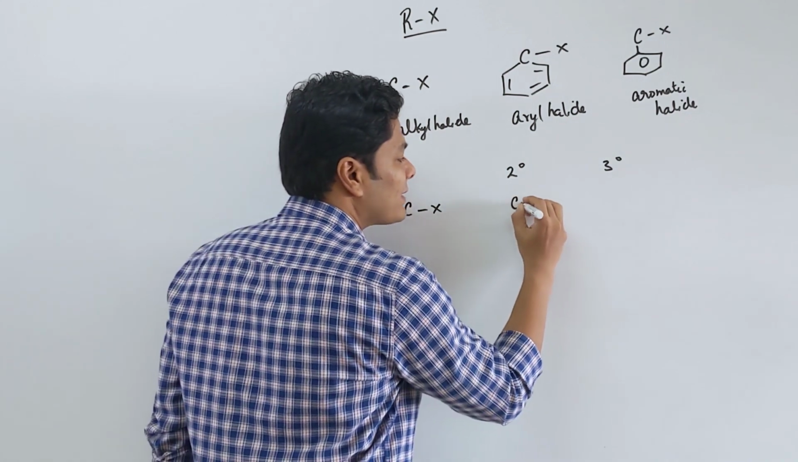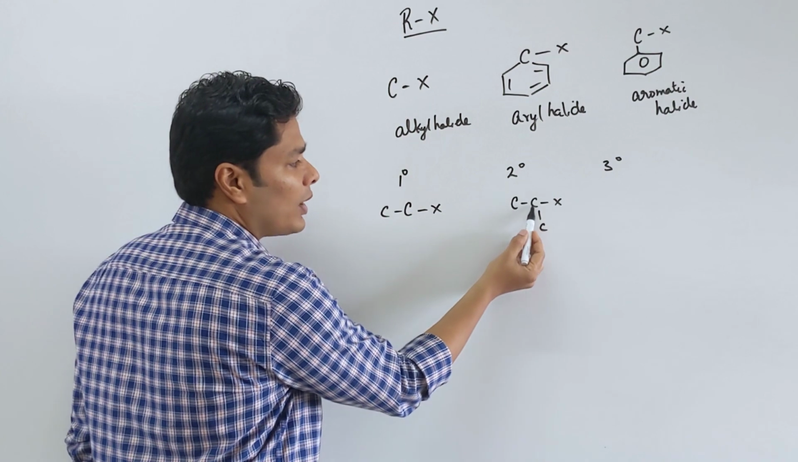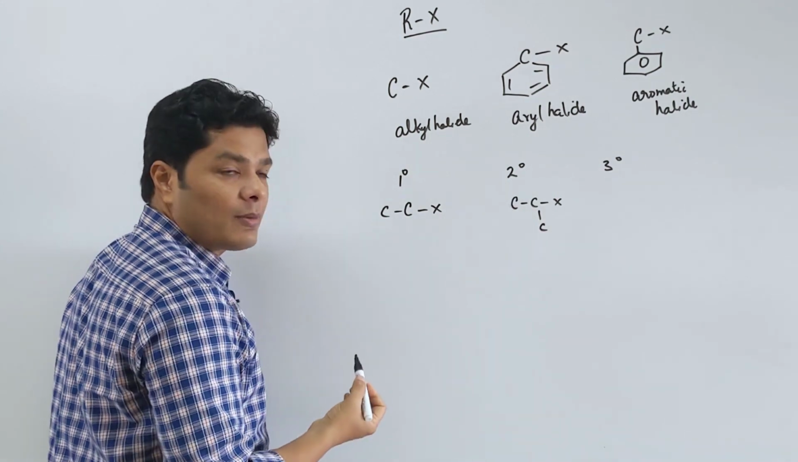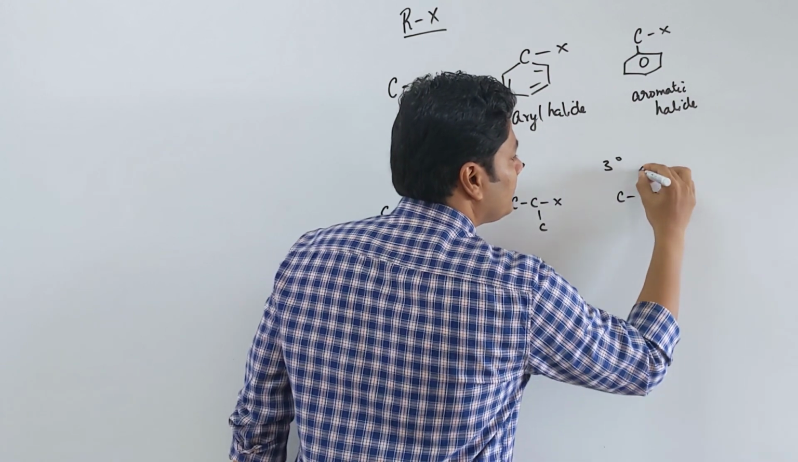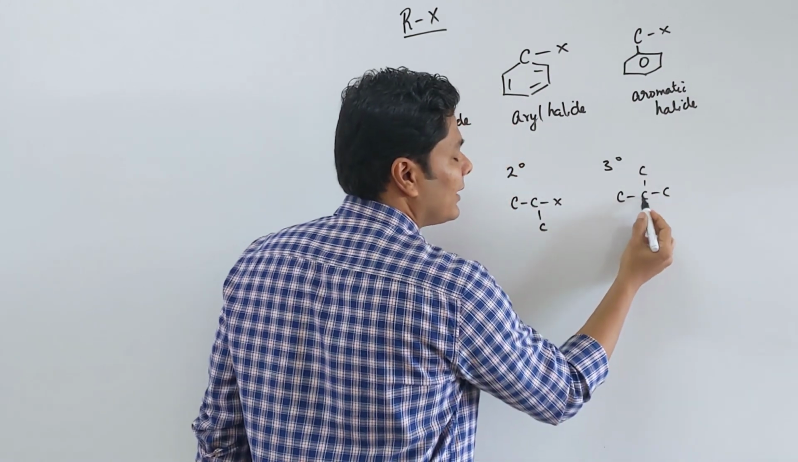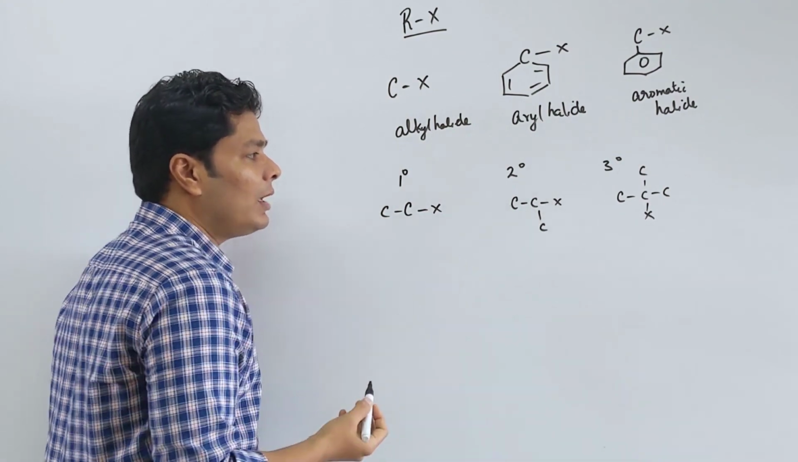Whereas this 2 degree or secondary alkyl halide is a halide atom attached to a carbon that is attached to two different carbon atoms. And a 3 degree is pretty simple. The halogen is attached to a carbon that is attached to 3 different carbon atoms. This is going to play a role in terms of their reactivity.